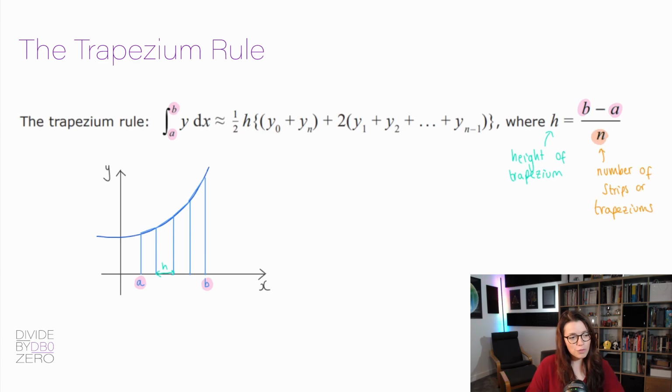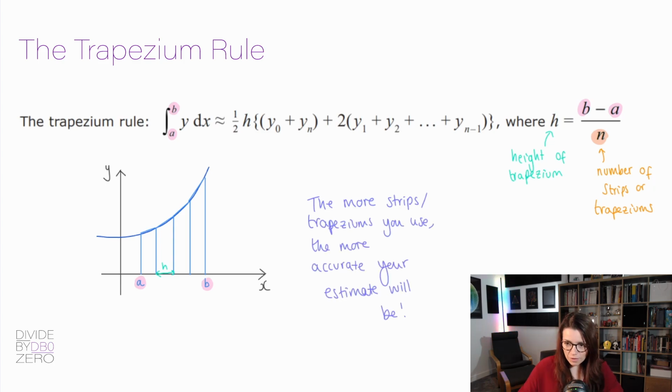Now, in general, the more strips or trapeziums that you use, the more accurate your estimate will be. If I was to split this sketch into even smaller trapeziums, you'll see that they would be more closely aligned with the curve shape. And the more you use, even more closely aligned it will be.